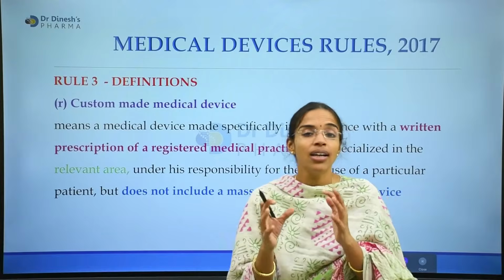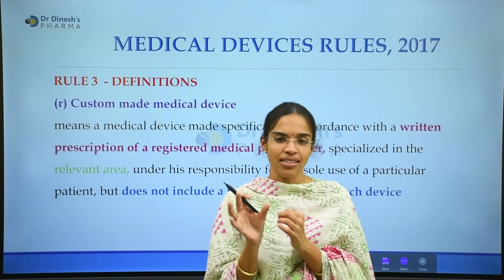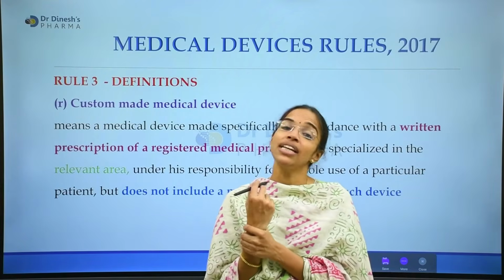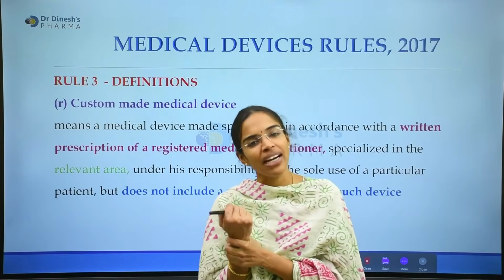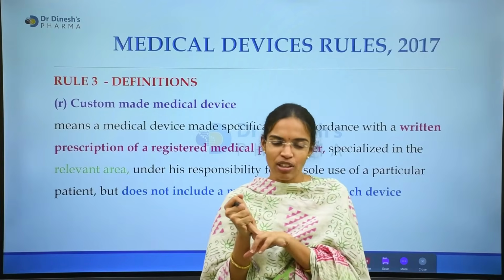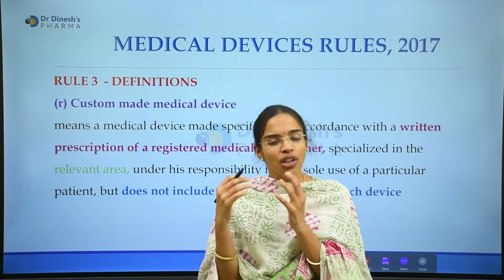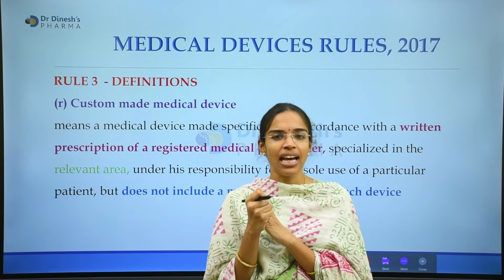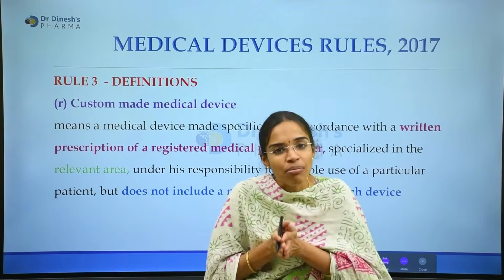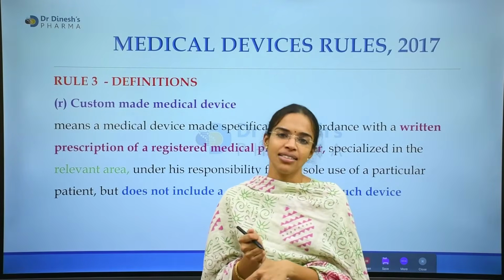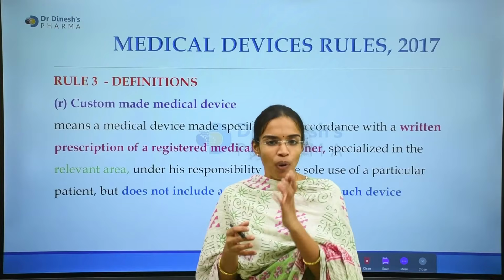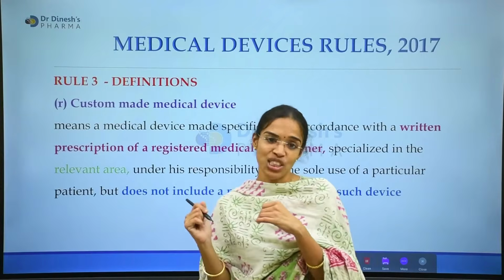And also, the medical devices that can be manufactured only under the supervision or only on the prescription of a registered medical practitioner: active medical devices, therapeutic or diagnostic medical devices, or non-active medical devices are not made under the prescription of a registered medical practitioner. Only custom made devices are made under the prescription of a registered medical practitioner, and whenever this is manufactured, it should have the proper data or this prescription attached with it.